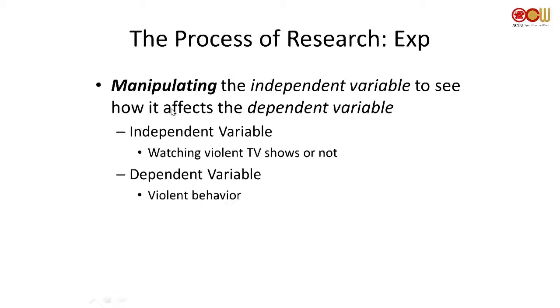Okay. What are they? An experimental method is a method that people use to manipulate the independent variable to see how it affects the dependent variable. What is an independent variable? What is a dependent variable?